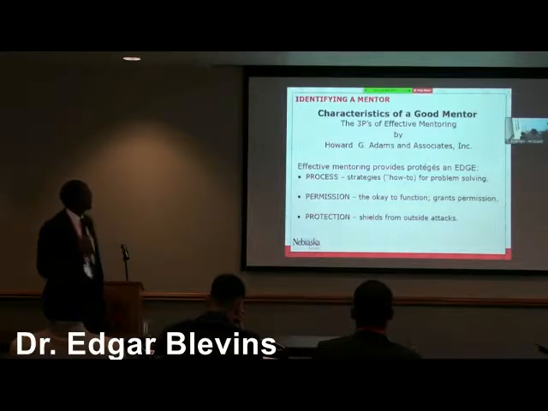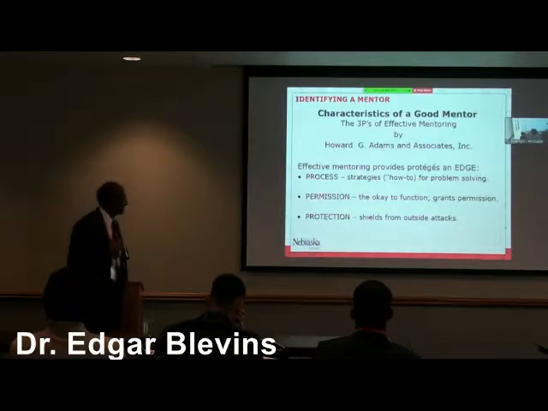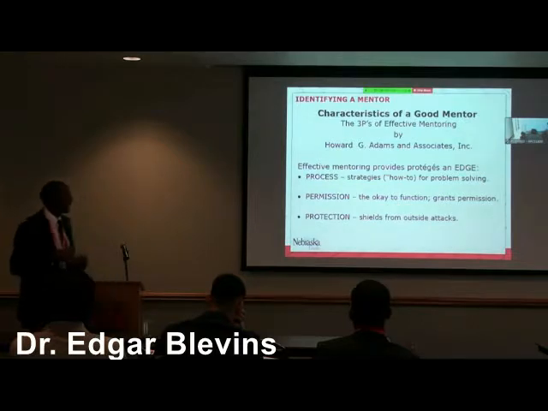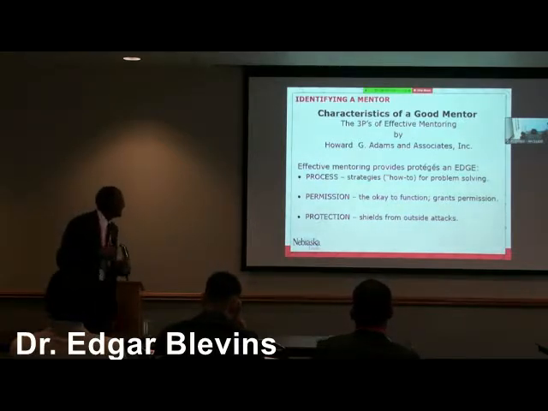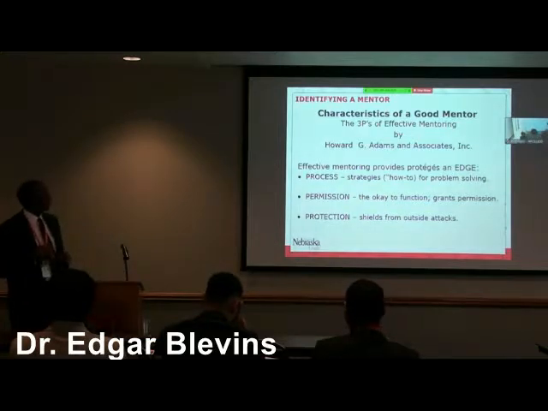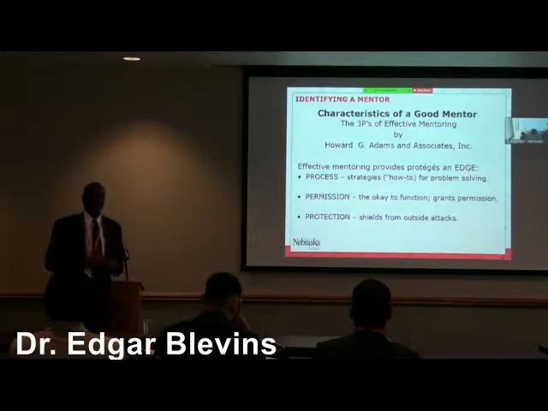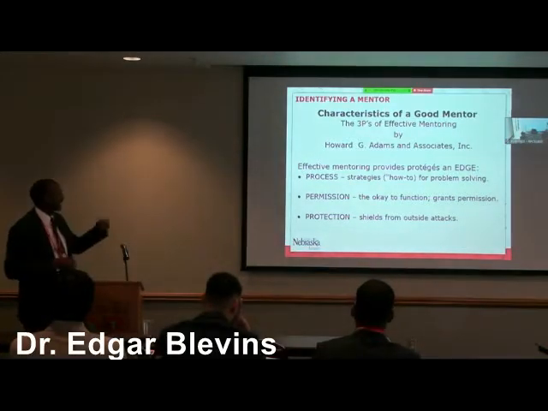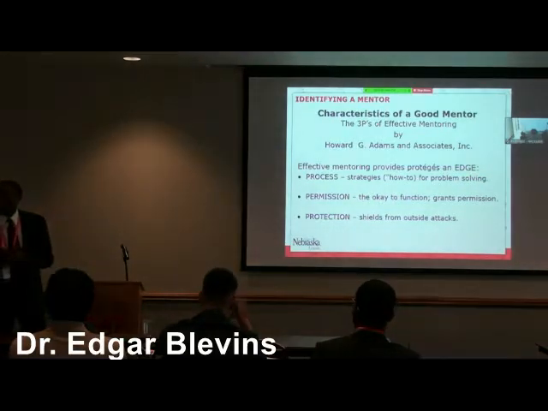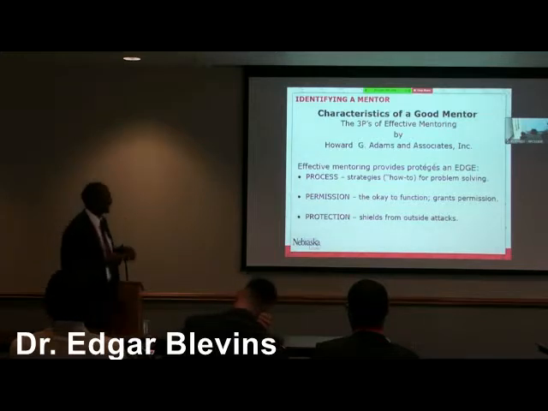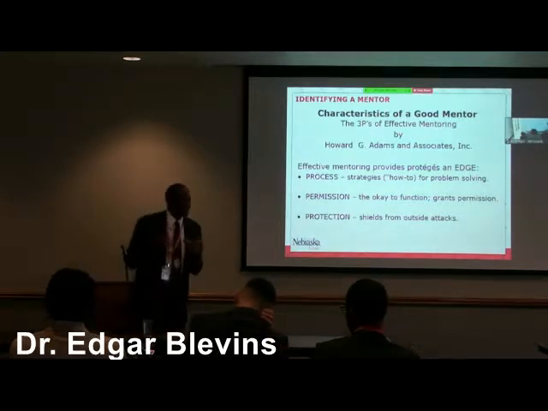So this is from Dr. Howard Adams, and some of my information came from Dr. Adams. And he has the 3 P's. He says this is what effective mentoring provides proteges, an edge. I'm going to give you 3 P's here: process, permission, and protection. So how do I get through this? When I've got a problem here, I need someone to help me. Let me go and talk to this mentor. Right? Permission. Is this something I should do?